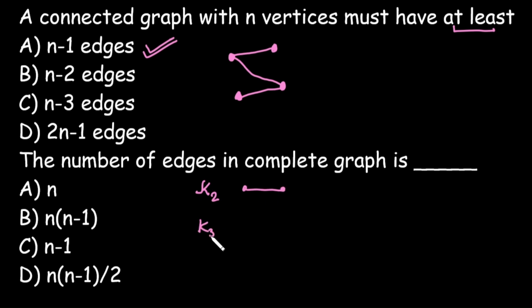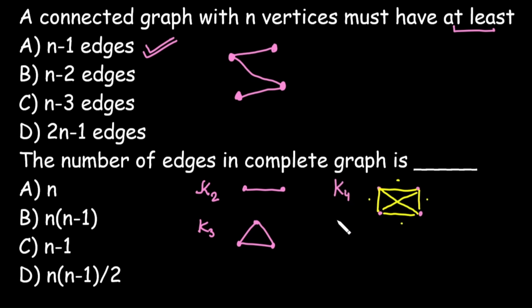K3 is of the form of a triangle. K4 has 4 vertices. First is connected with the second, then third, then fourth. Similarly, second is connected with the third and fourth, and third is connected with fourth. Now it is a complete graph. Total number of vertices is 4, and how many edges do we have? 1, 2, 3, 4, 5, 6.